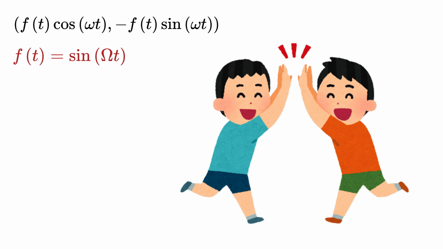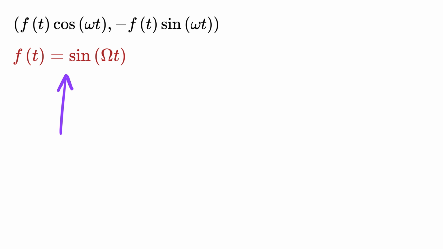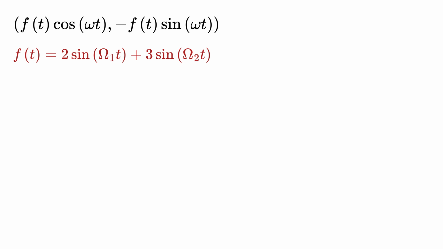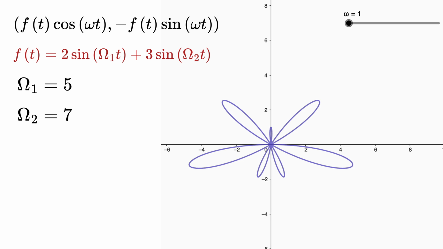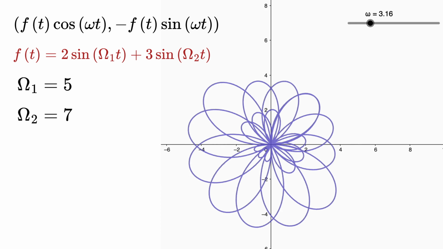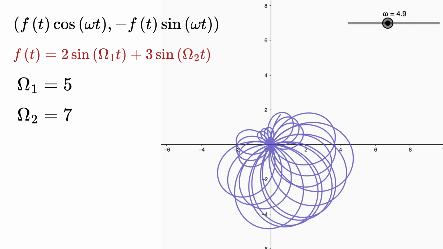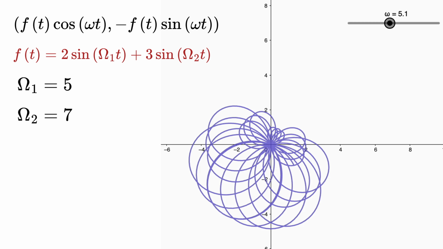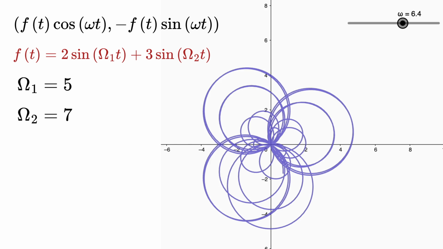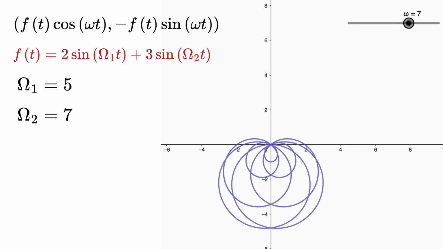Now, let us have some more fun. Consider this: f of t is 2 sine of capital omega 1 t plus 3 sine of capital omega 2 t, where capital omega 1 is 5 and capital omega 2 is 7. Also keep small omega as 1 initially. We get this shape, which you can see has its center of mass at the origin. Now, as we keep increasing small omega, notice how the curve still has its center of mass at the origin, except for the case when small omega equals capital omega 1 or 5 and capital omega 2 or 7, where the mass is distributed downward.